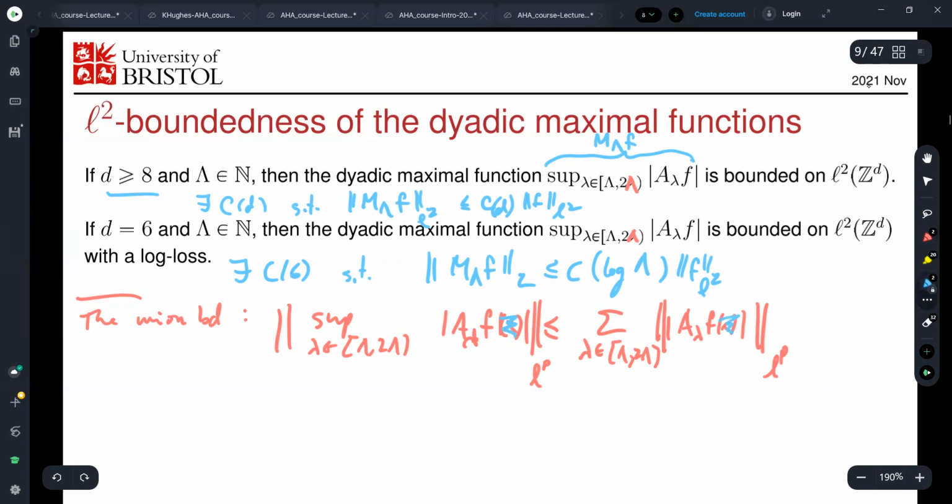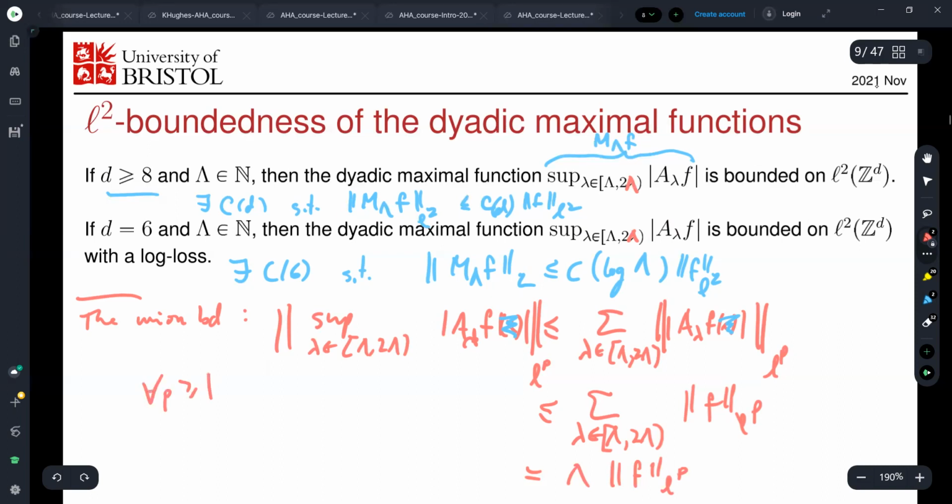Now I just observe that since a lambda is given as convolution with a probability measure, that's a contraction on any LP space. We saw this several lectures ago. And so this is always less than or equal to the sum over lambda in the range of lambda to 2 lambda of the LP norm of f. And that's, of course, just lambda times the LP norm of f. So each of these dyadic maximal functions is a bounded operator on LP. This worked for all p greater than or equal to 1.